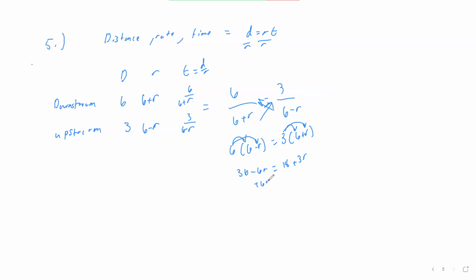So I'll add 6r and subtract 18. That'll give me 9r equals 18. And then divide that by 9, and I can see the current of my river is 2 miles per hour, because that was the unit. All right, so I could see that just kind of logically, but that's the approach you want to have. So with current, against current.